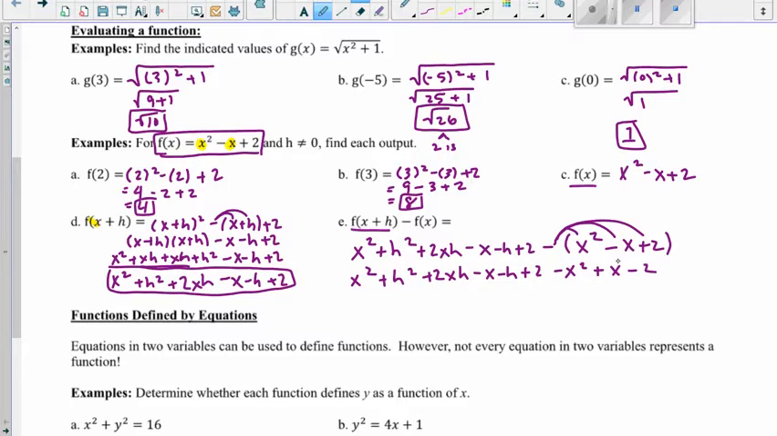And then, of course, you want to combine like terms. So we have x squared and negative x squared, so those cancel out. We also have negative x and positive x, which cancels out. 2 and negative 2 cancels out. So what are we left with? H squared plus 2xh and then minus h.